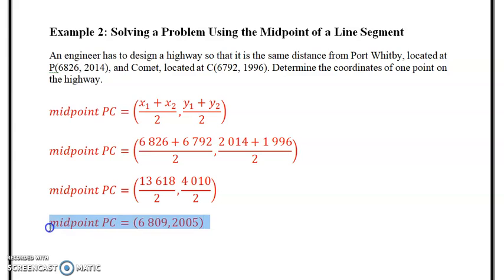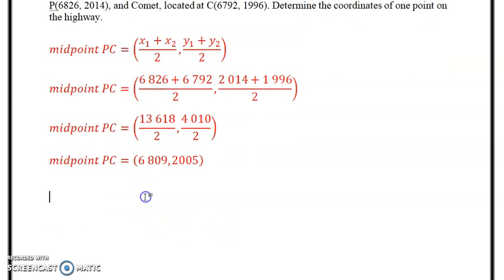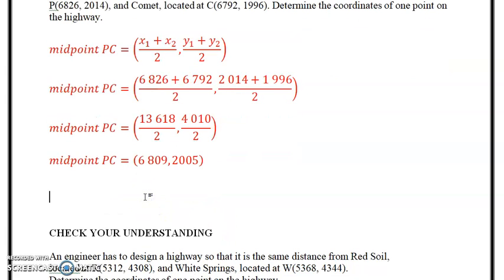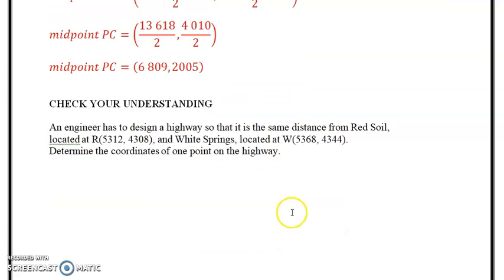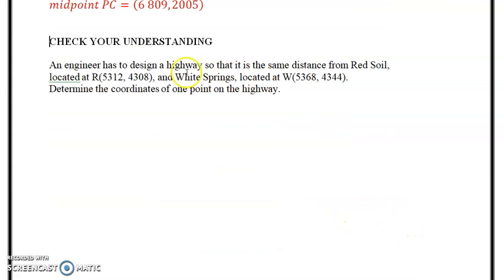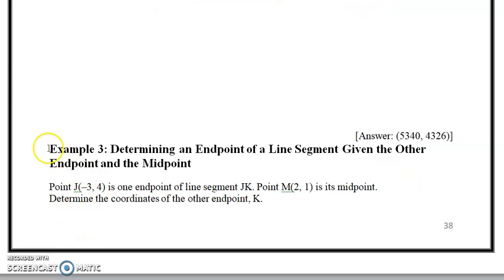So that would be 1 point. It's the midpoint. It said to determine the coordinates of 1 point on the highway, so that's just the way I did it using the midpoint. It's not only 1 point on the highway, it's directly in the middle. And I think that's probably what they've done in the next question. Looking at it quickly, they did the same idea.